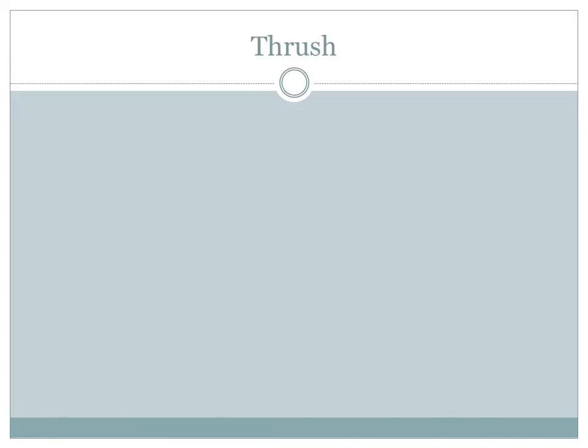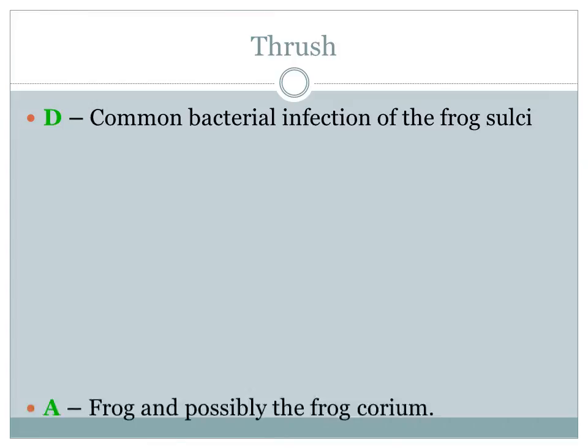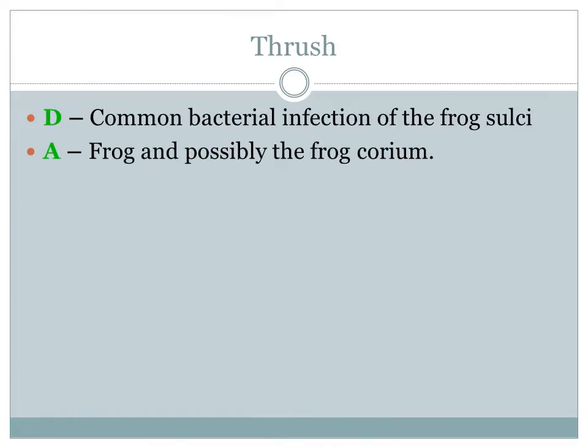So another example, we'll quickly run through this, would be thrush. The description: a common bacterial infection of the frog sulci, or the central cleft of the frog. The anatomy. The anatomy that will be involved would be the frog and possibly the frog corium. The frog stay, that keel that sticks up into the digital cushion, will be involved in a deep-seated thrush.